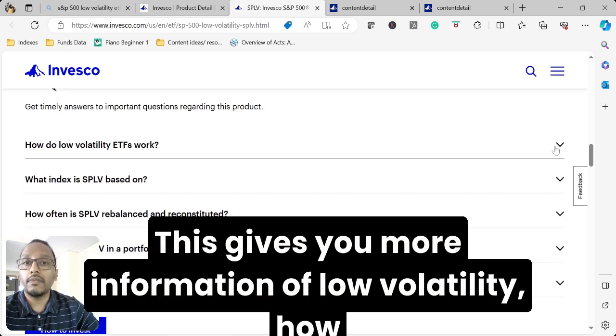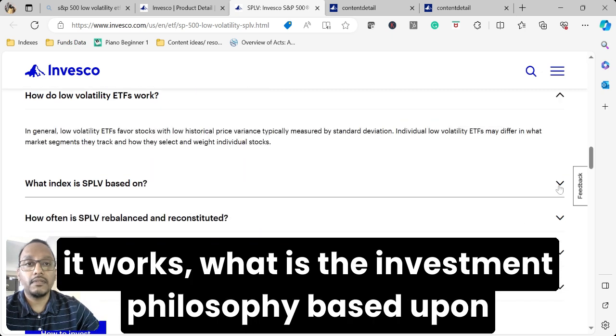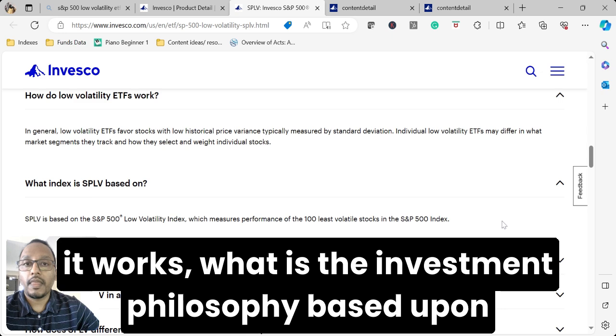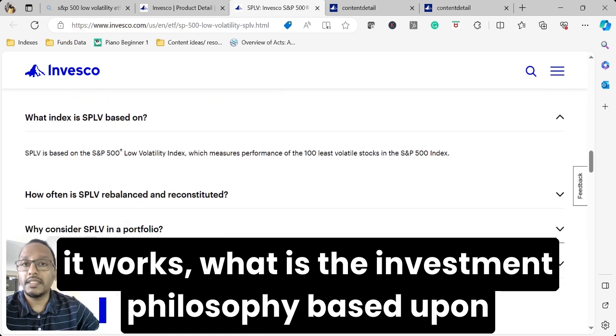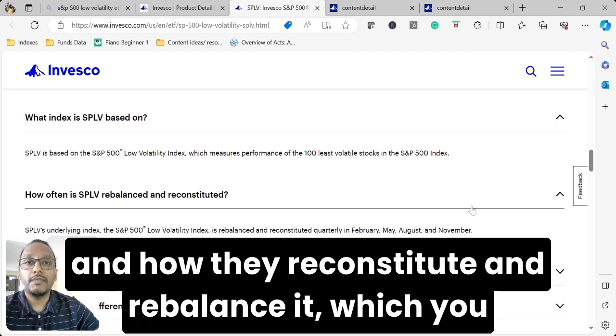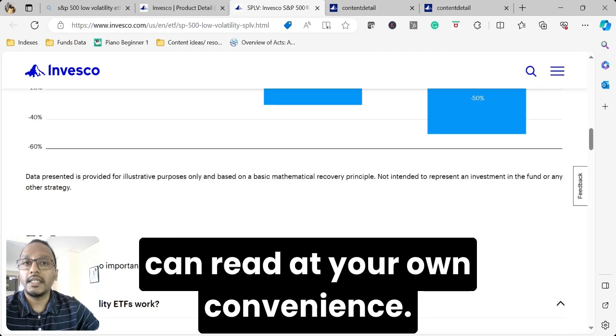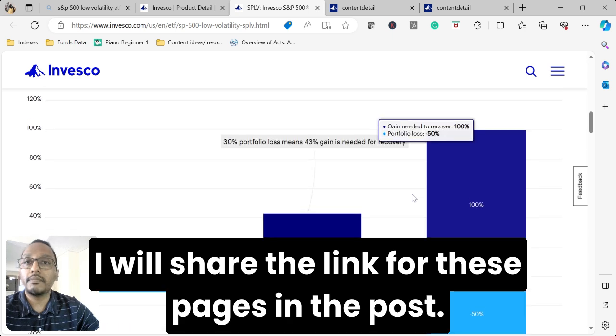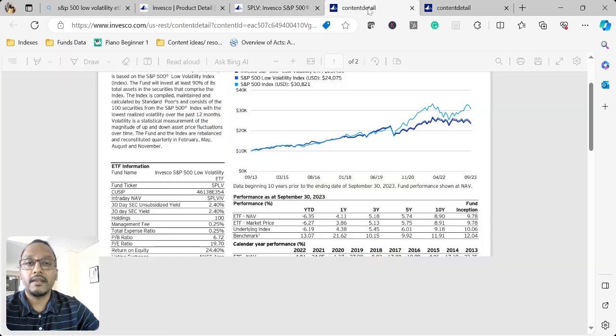This gives you more information on low volatility, how it works, what the investment philosophy is based upon, and how they reconstitute and rebalance it, which you can read at your own convenience. And I will share the link for these pages in the post.